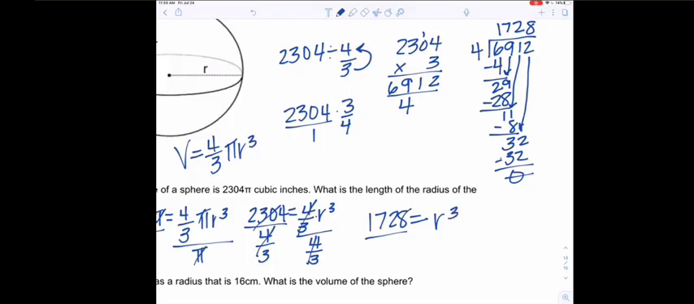Okay, so now comes the tricky part. Now I have to find the cube root on both sides. So that means what number multiplies 3 times to give me 1,728? All right, so this could be challenging, and this is going to take a little bit of trial and error, which means we're just going to have to try out different numbers. That's it. That's all that means.